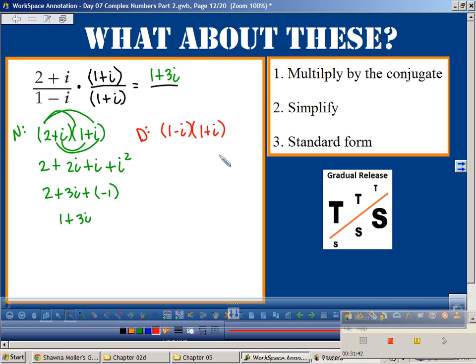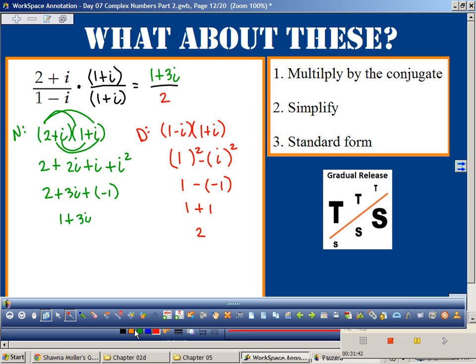Guys, I'm recording still. So I get the difference of 2 squares, which is 1 minus i squared, which is 1 minus negative 1, which is 1 plus 1, which is 2. There's my denominator. But I'm not done yet. It equals 1 half plus 3 halves i. Done.